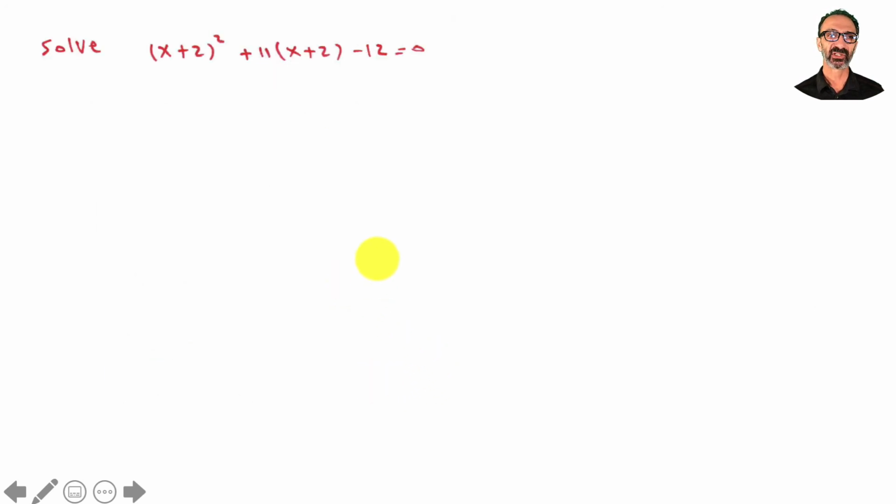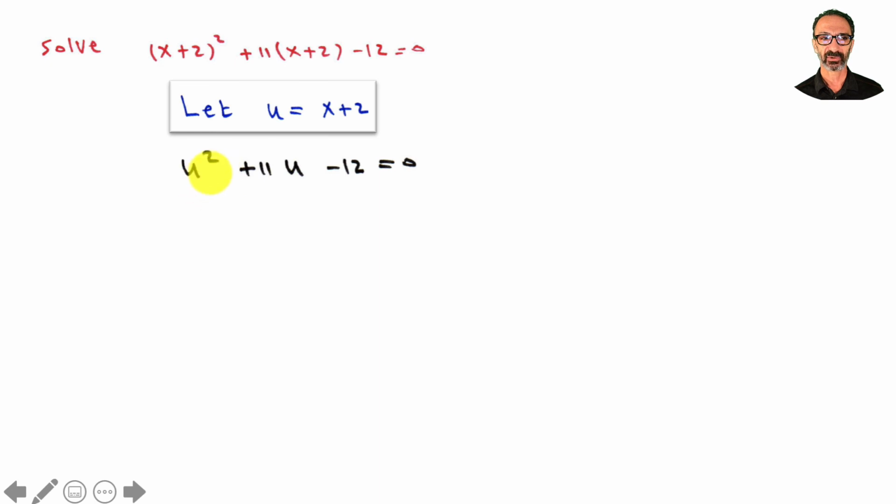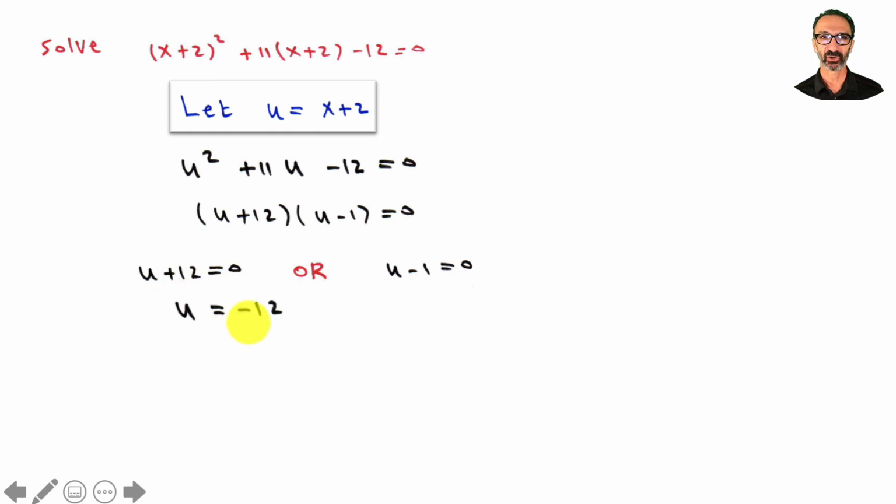Solve x plus 2 to the second plus 11 multiplied by x plus 2 minus 12 equals 0. Notice this right here is repeating right here, so that's going to be called u. U equals x plus 2. This simplifies to a new form that is called u squared plus 11u minus 12 equals 0. Factor it. I get u plus 12 times u minus 1 equals 0. Two options. Either u plus 12 equals 0 or u minus 1 equals 0. Subtract 12 from both sides. I get u equals negative 12.